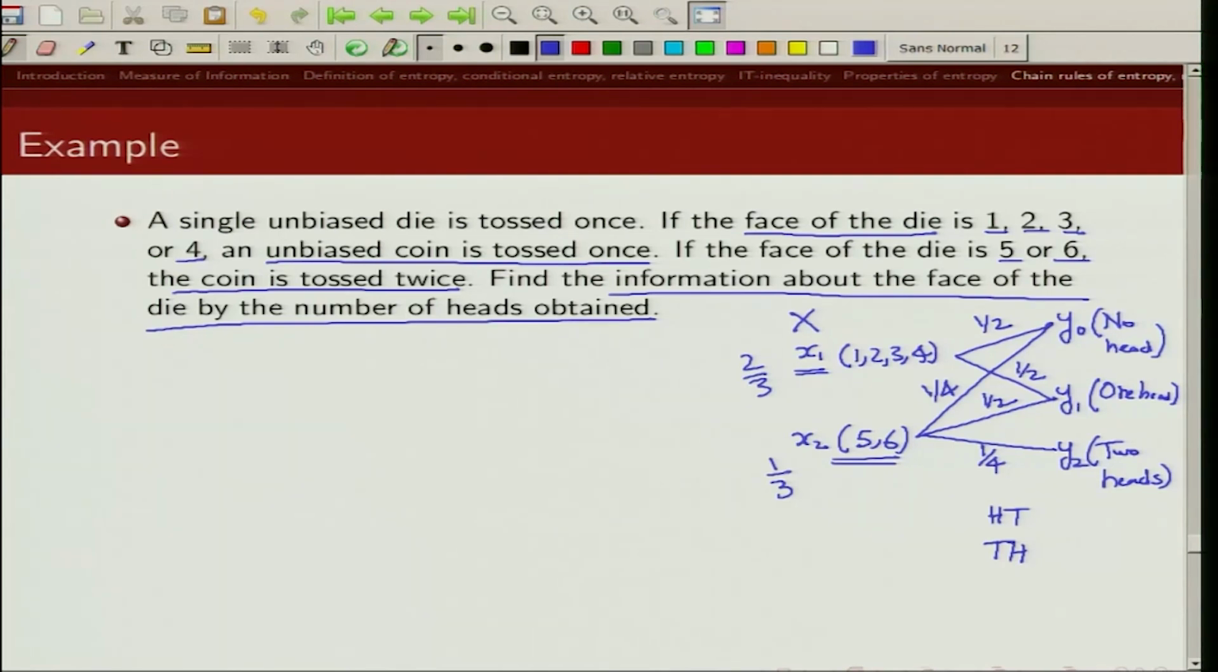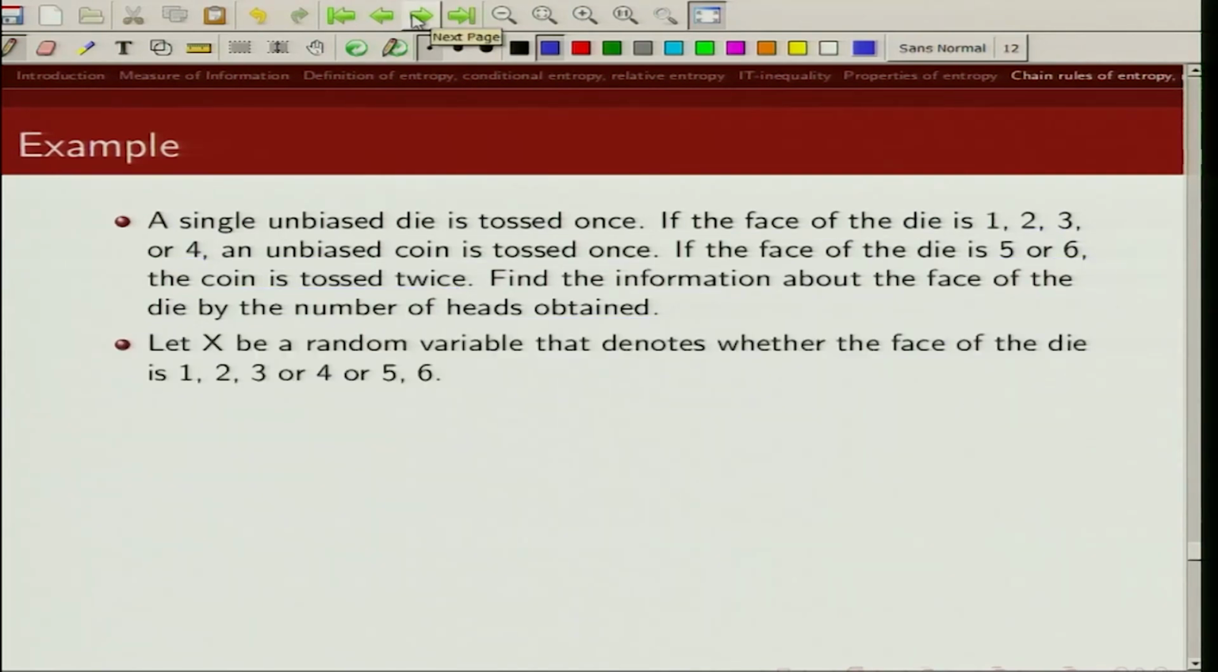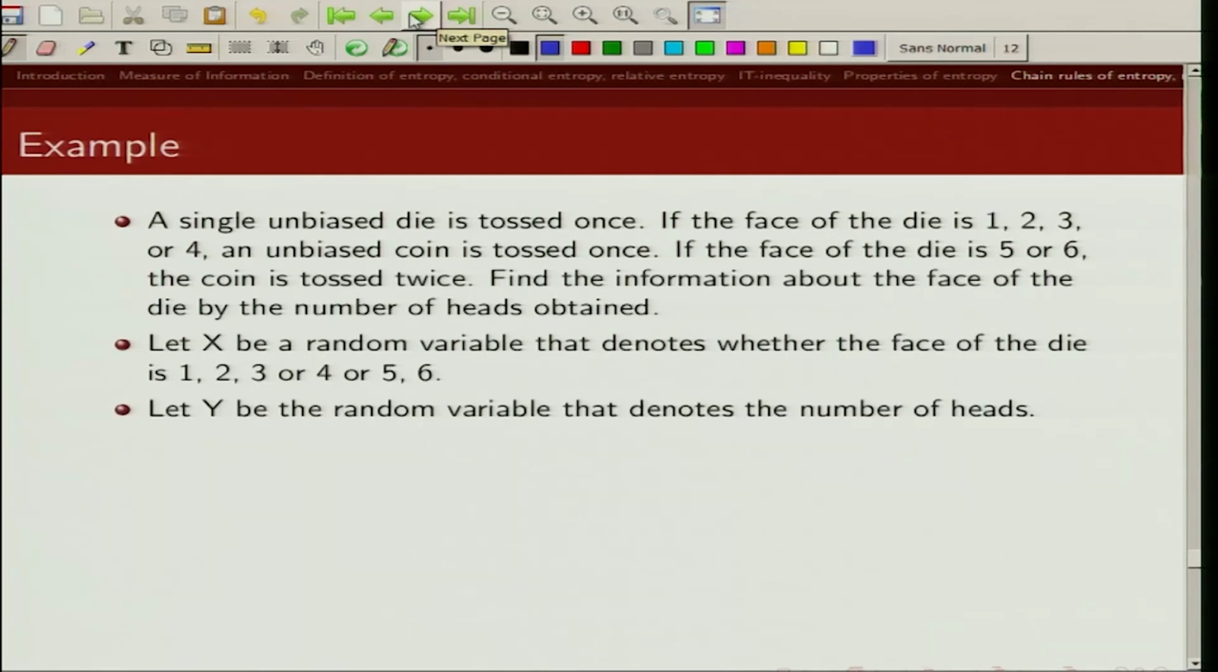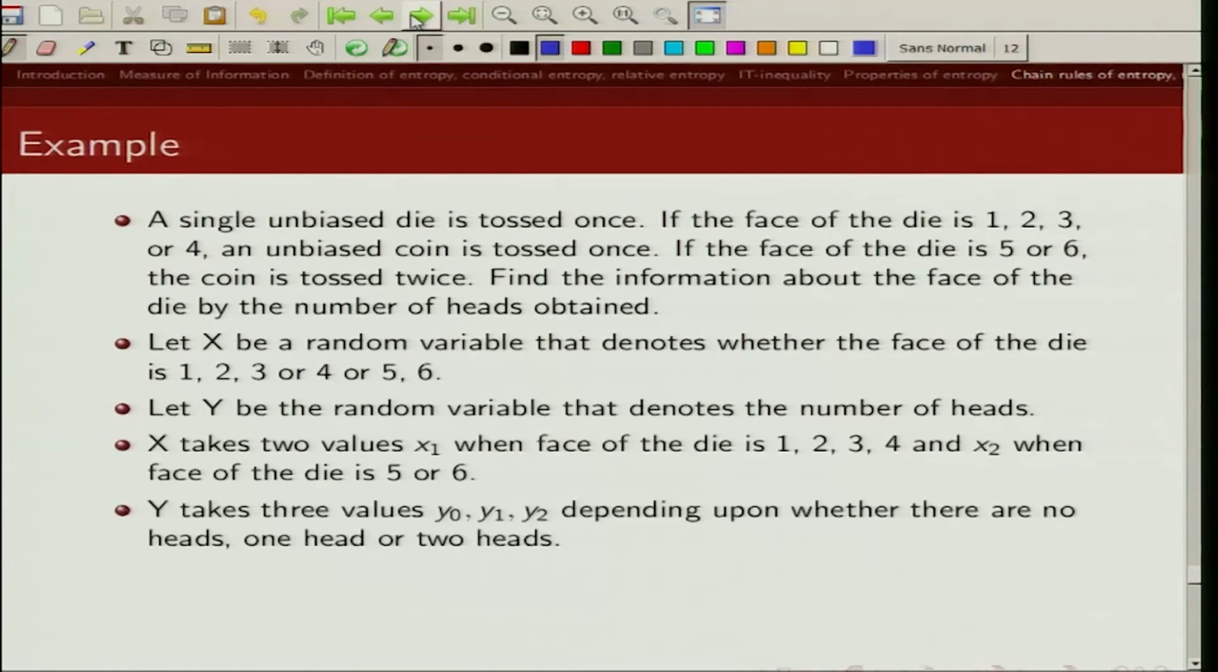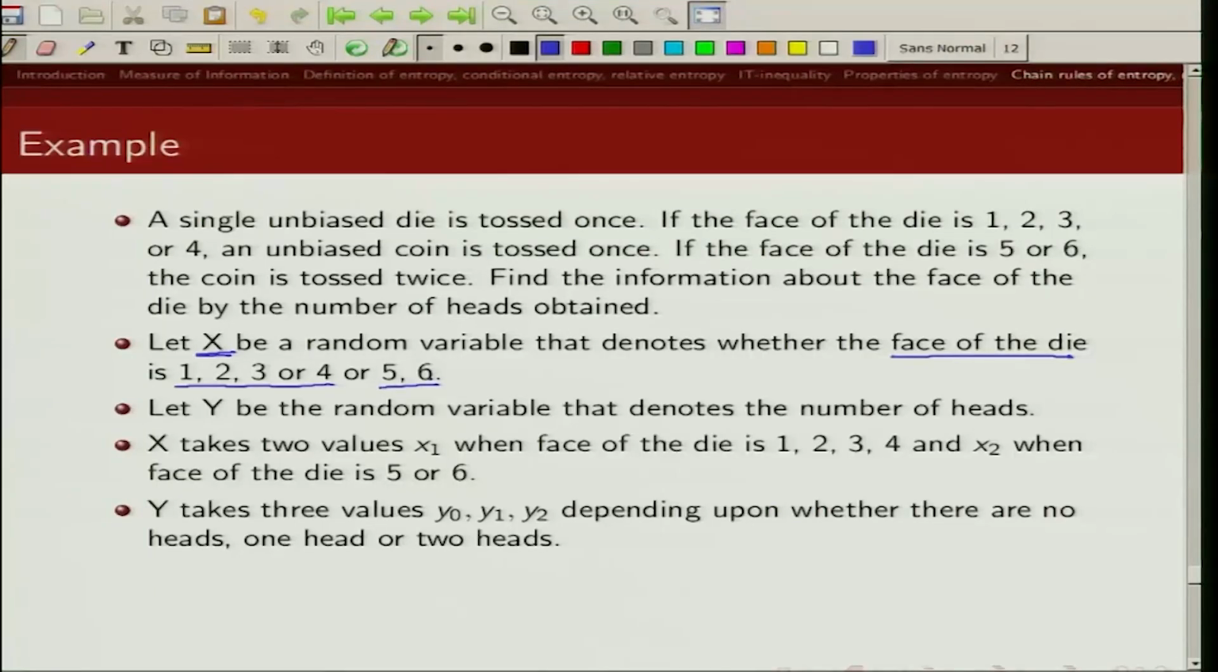So that is what I have written here. x is a random variable that denotes the outcome of the throwing of the dice. So this can be either 1, 2, 3, 4. I have one set of actions I am taking based on whether the outcome is 1, 2, 3, 4, and I have another set of actions which I am taking depending on whether the outcome is 5 or 6.